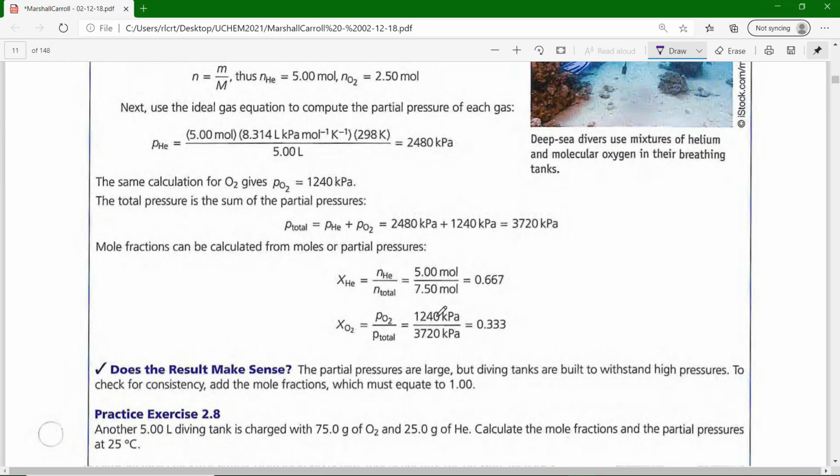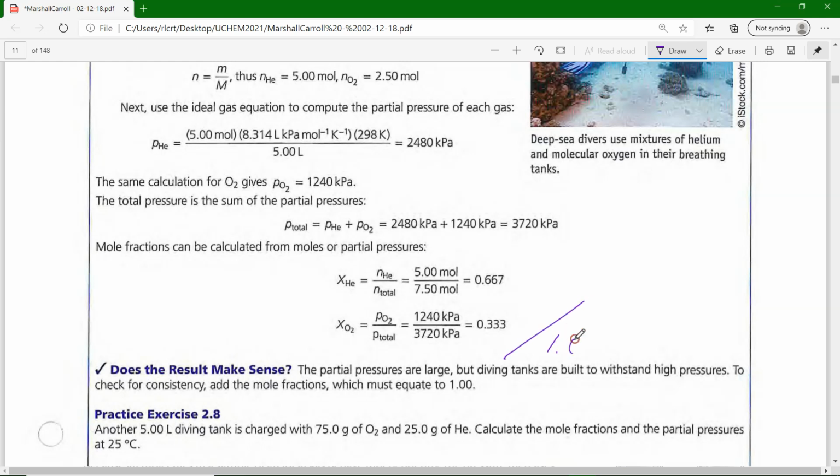Why didn't they just do the moles of oxygen over the total? They could have, right? 2.5 out of 7.5 is 0.33. They wanted to show off and show you can use moles or partial pressures, right? Because of the direct proportion. So the partial pressure of oxygen over the total pressure, so the mole fraction of oxygen is 0.333.